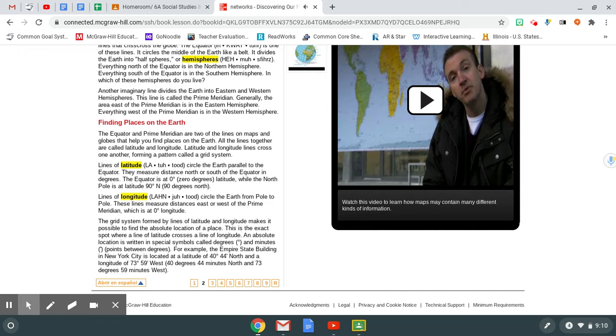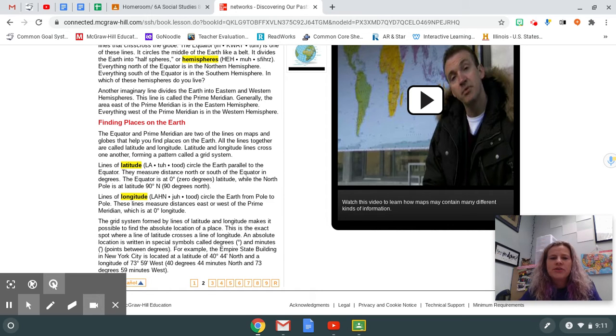An absolute location is written in special symbols called degrees and minutes, points between degrees. For example, the Empire State Building in New York City is located at a latitude of 40 degrees, 44 minutes north and a longitude of 73 degrees, 59 minutes west.